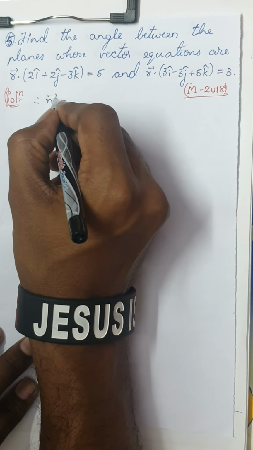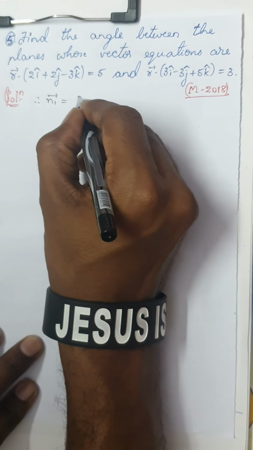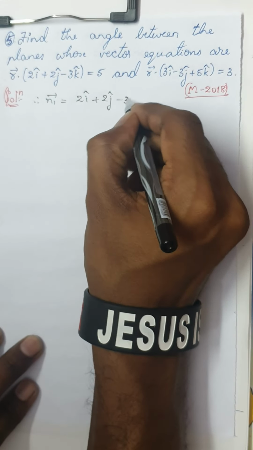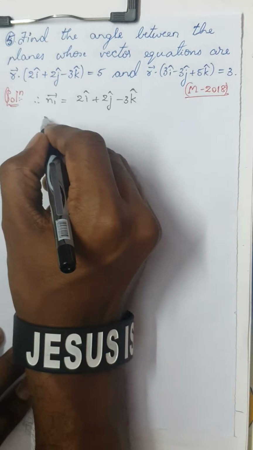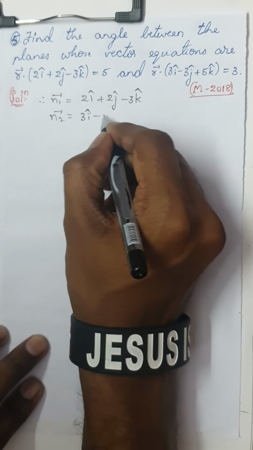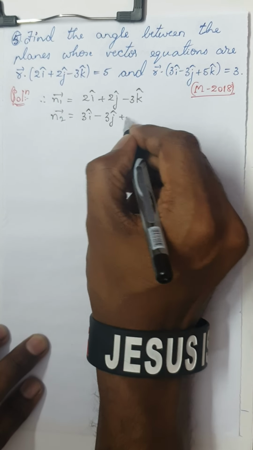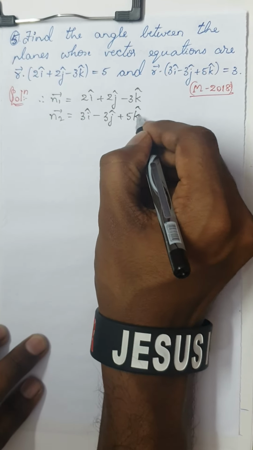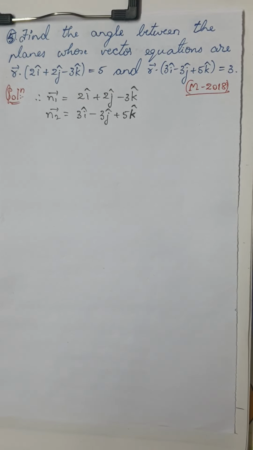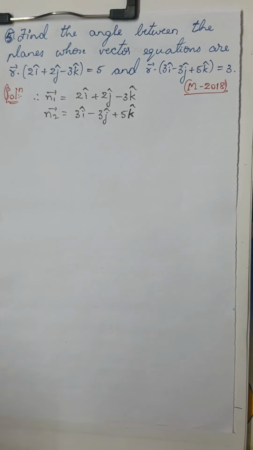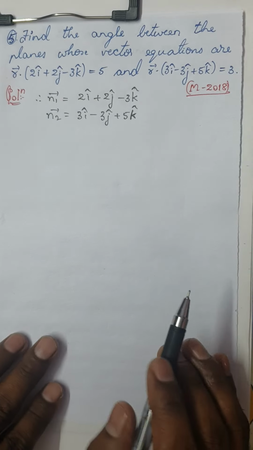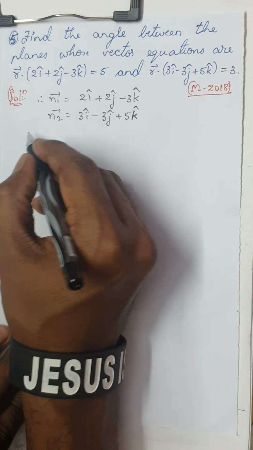So vector n1, because there are 2 planes, vector n1 is given by 2i plus 2j minus 3k. This is my vector n1. Similarly, vector n2 is 3i minus 3j plus 5k. Okay, there you used to write vector b1 and b2, particularly in terms of the equation of a line. When doing the equation of a line you were taking b1, b2; here we take n1, n2. The formula is exactly the same.